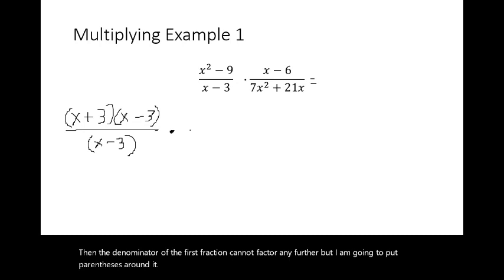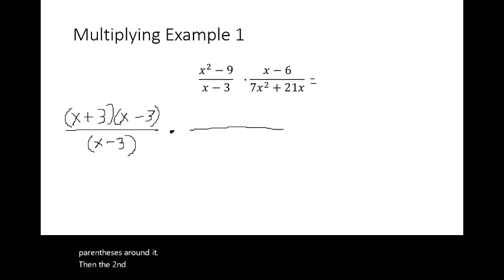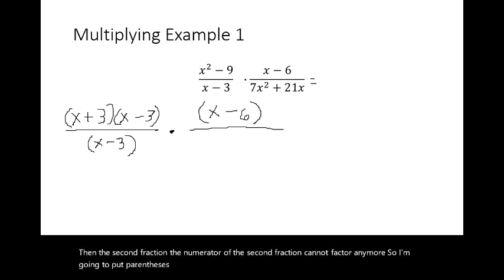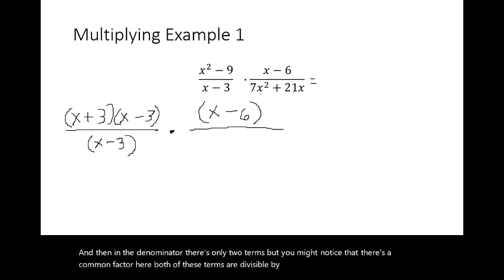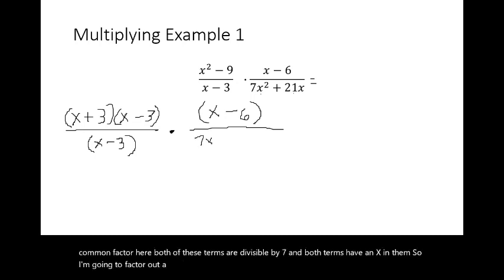Then the second fraction, the numerator of the second fraction cannot factor anymore, so I'm going to put parentheses around the x minus 6. And then in the denominator, yeah, there's only two terms, but you might notice that there's a common factor here. Both of these terms are divisible by 7, and both terms have an x in them. So I'm going to factor out a 7x out of both terms.